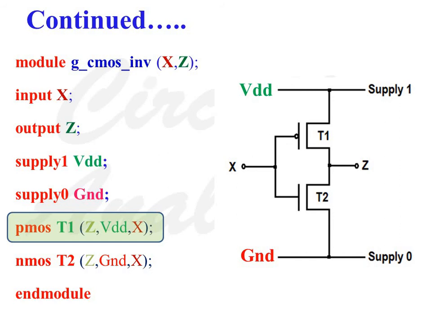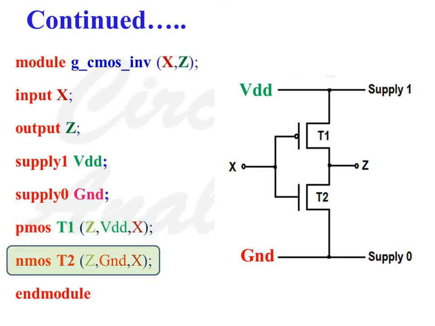This is the instantiation of PMOS transistor labeled as T1. PMOS T1 (Z, VDD, X); This line instantiates a PMOS transistor labeled as T1. NMOS T2 (Z, GND, X); specifies the instantiation of an NMOS transistor labeled as T2.